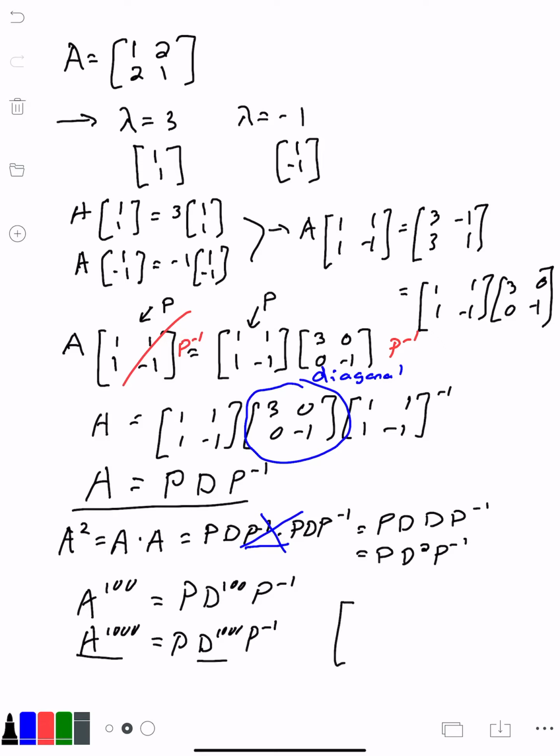However, it turns out that if you ever have a diagonal matrix, and again, this only works for diagonal matrices, and you raise it to any power, all you have to do is raise each of the diagonal elements to the same power, and it will work. So let's do the actual example here now.